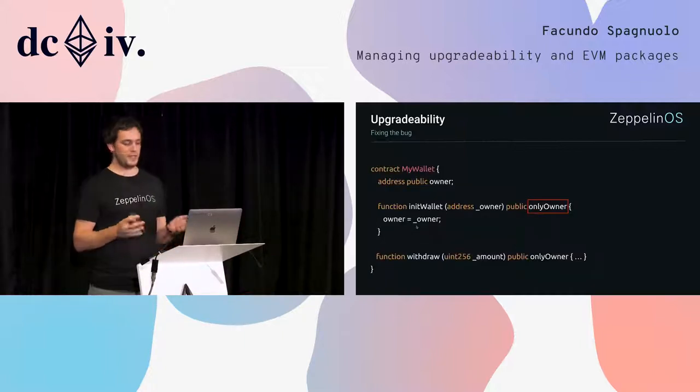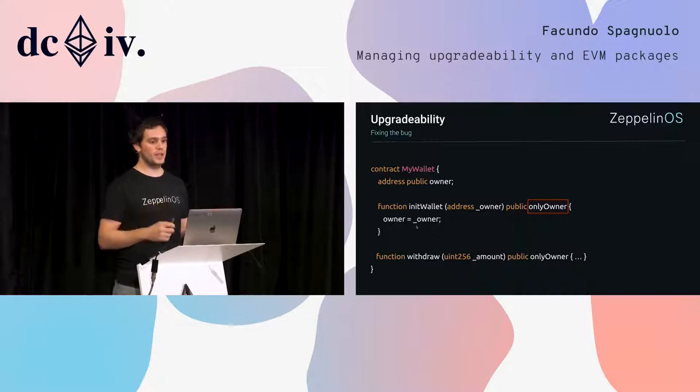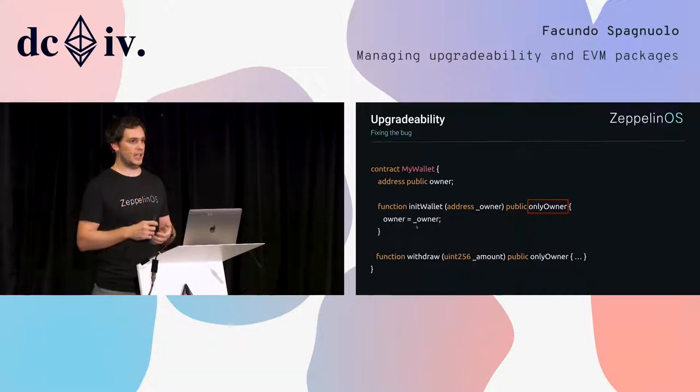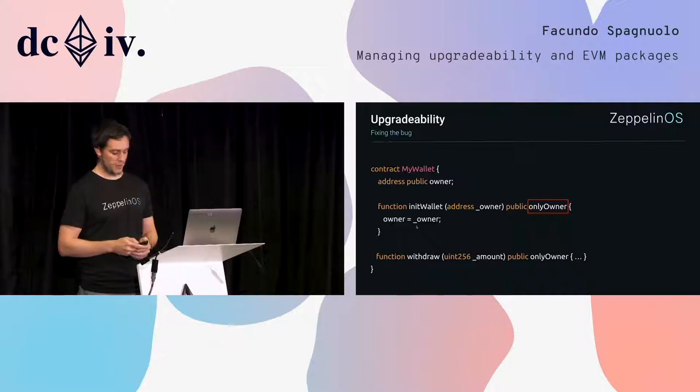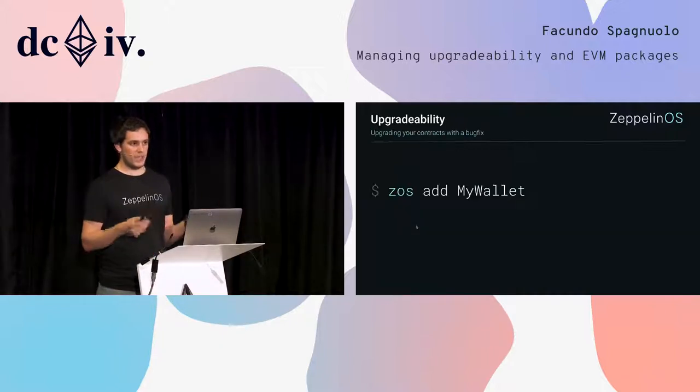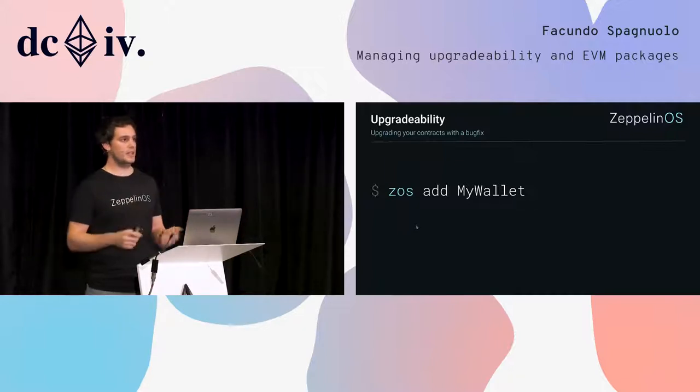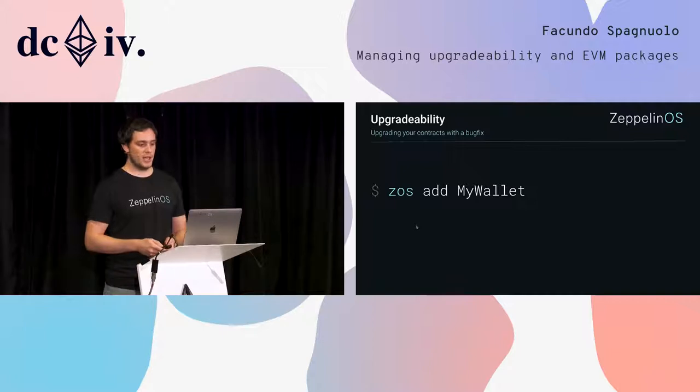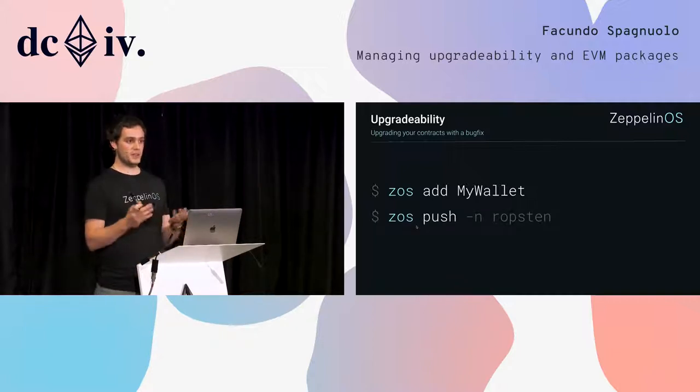So the first thing we'll need to do is just to edit the source code of our contracts. For example, in this case, we're adding an only owner modifier in order to restrict who can call this function. And once again, as we did before, we just need to run the add command to tell SubNUS to add the new fixed wallet contract.